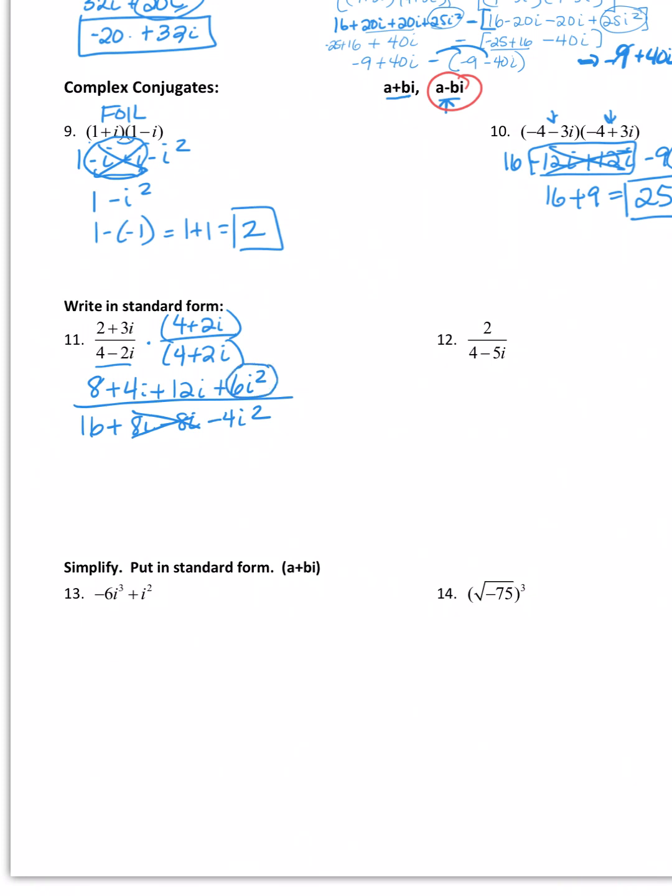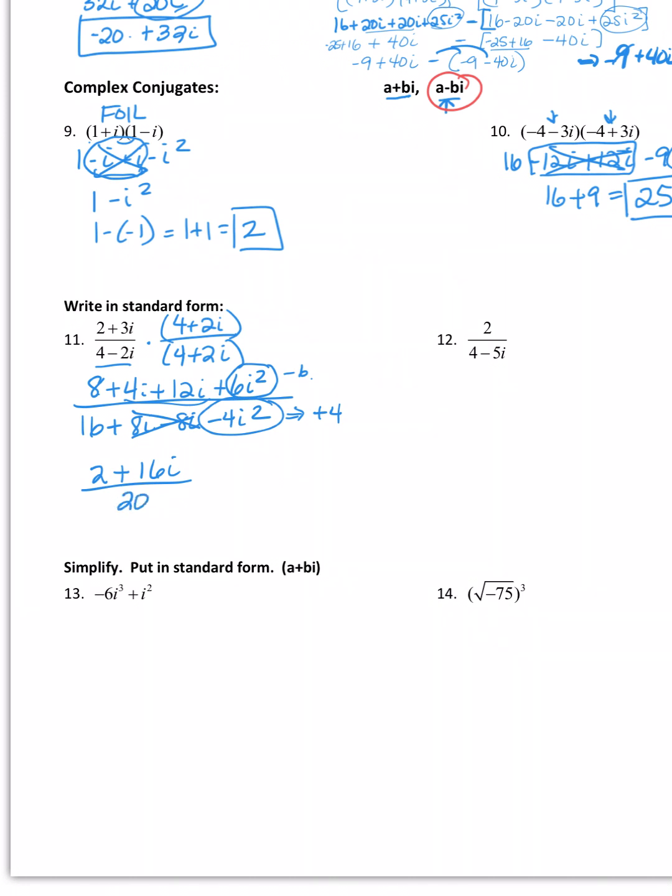Now let's clean this up. 6i squared really is negative 6, right? So 8 minus 6 gives me 2. These two combine, plus 16i over negative 4i squared becomes plus 4, right? Because negative times negative makes a positive. So that becomes over 20.